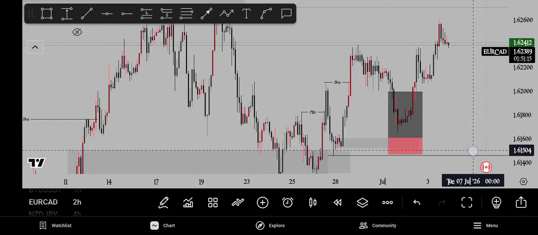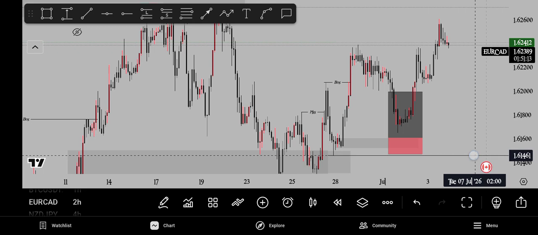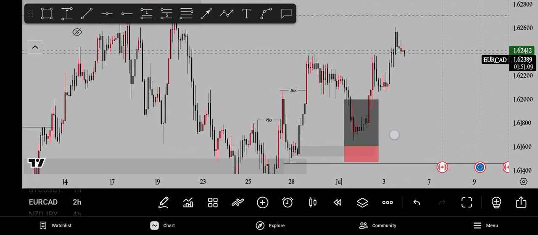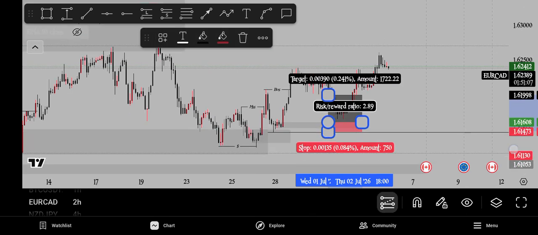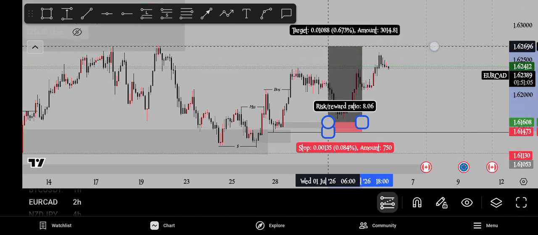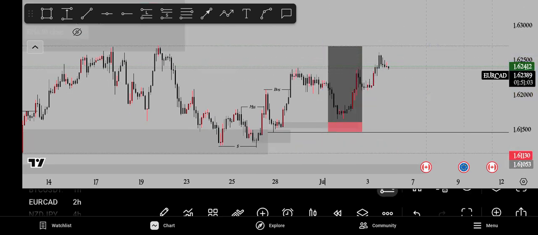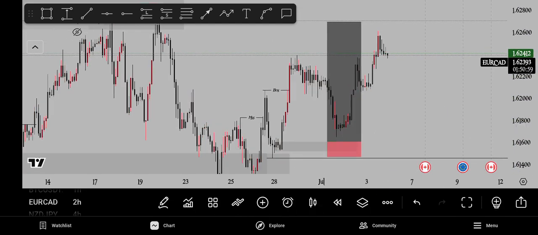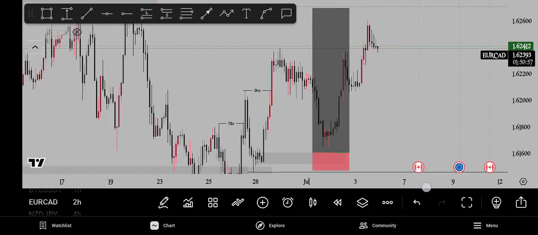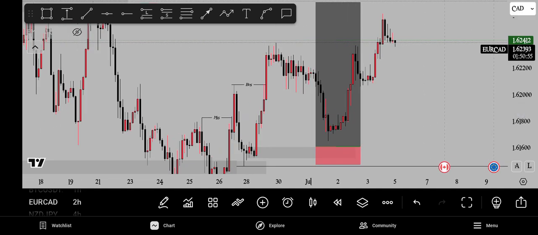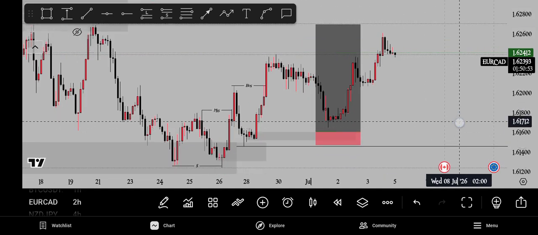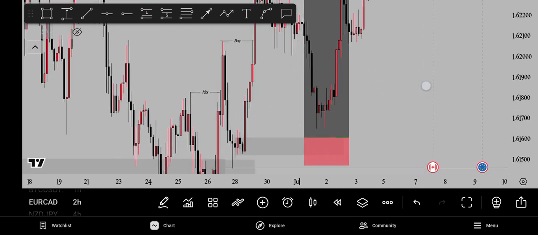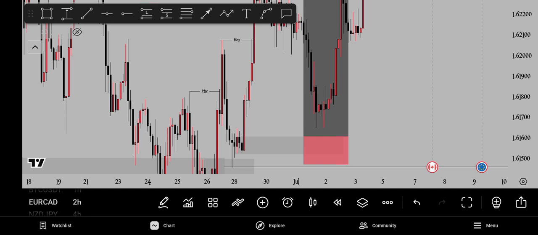This horizontal ray I just placed is our invalidation point. So this is my target, this double top. So it was a 1 to 8 trade, and if you can note, we missed this trade by a few pips. If I should calculate the pips, there's our price range here.